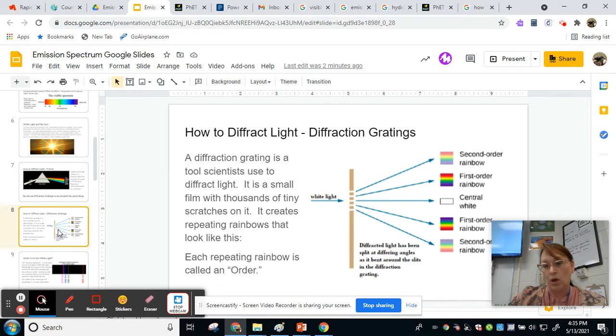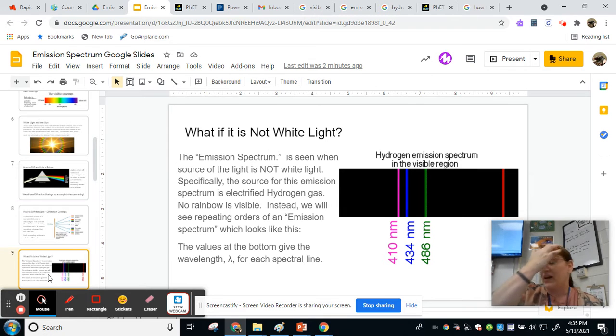That's called the second order. And then you'll see another one. That's called the third order. They get a little fainter as they go out. Okay, so we're going to use diffraction grating. So each repeating, you have a rainbow on the right, a rainbow on the left that's reversed, and then you'll have repeating order right outside of that. So you'll see that when we do the diffraction lab.